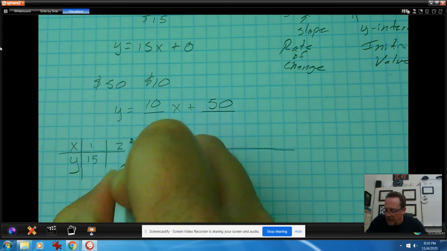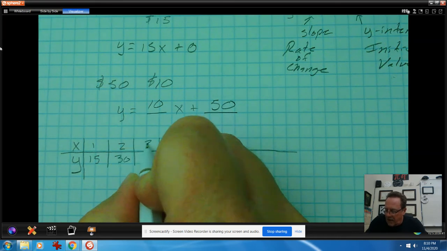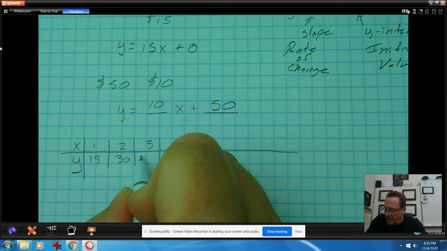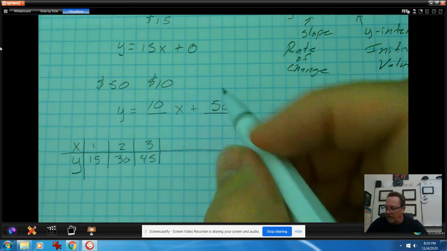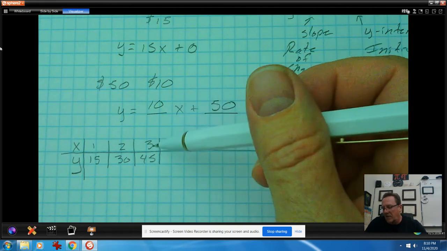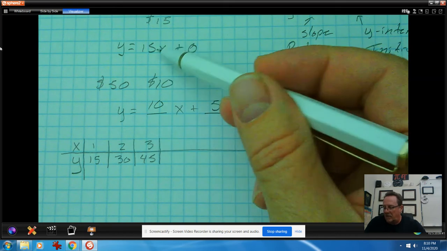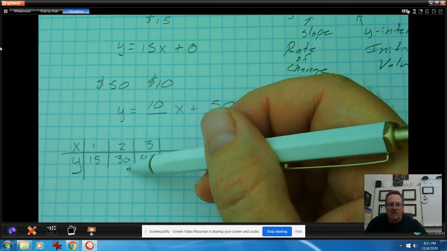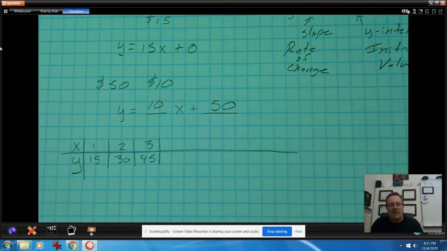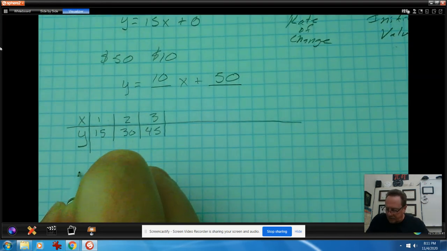For two hats, it costs $30. For three hats, it's going to cost $45. We're just going to add 15 in each time, or maybe a better way of saying that is we're going to take our X value times 15 each time. 1 times 15 is 15. 2 times 15 is 30. 3 times 15 is 45. And we can continue to do that. We can make a table of values for our other function as well.